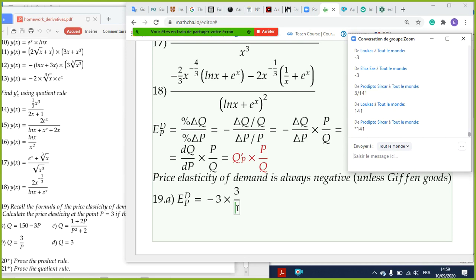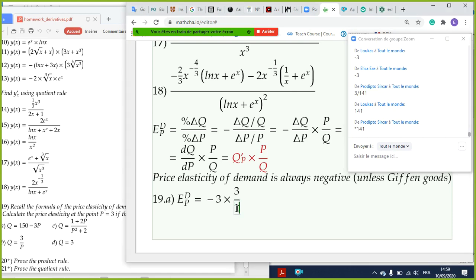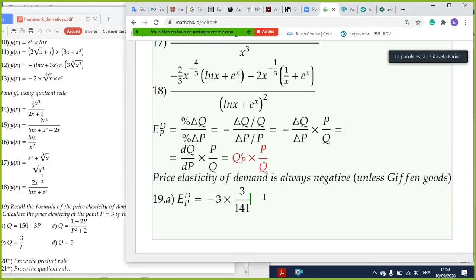Yes. So we do 150 minus 3 times 3. And that's what we're getting. And I'm not simplifying it. And it is negative, so we're all good. Every time you calculate elasticity, you should check, is it negative or no? And this one is. Cool.